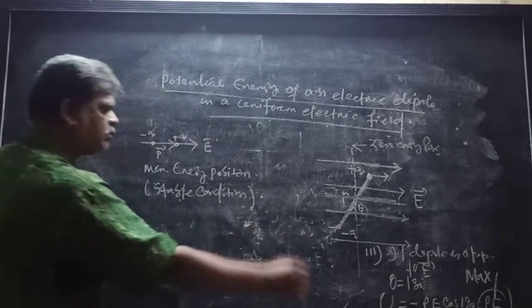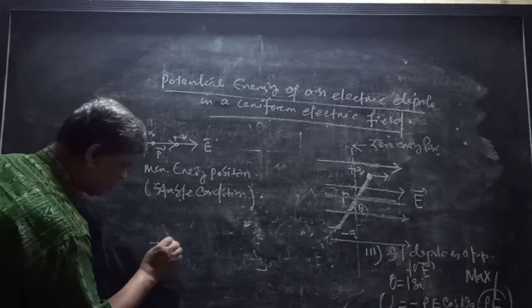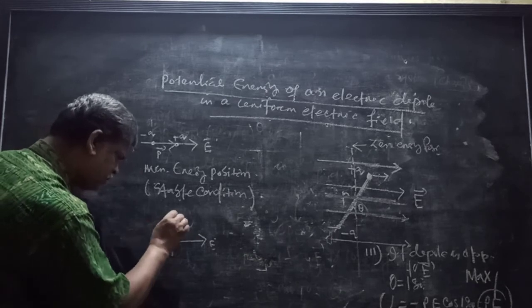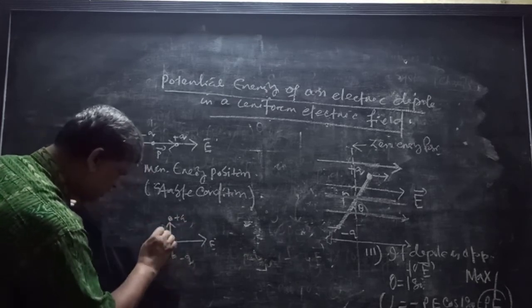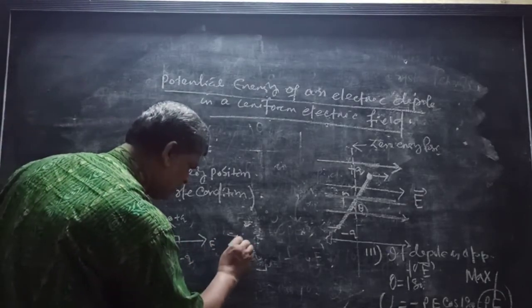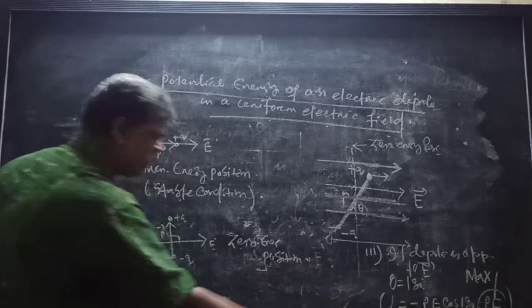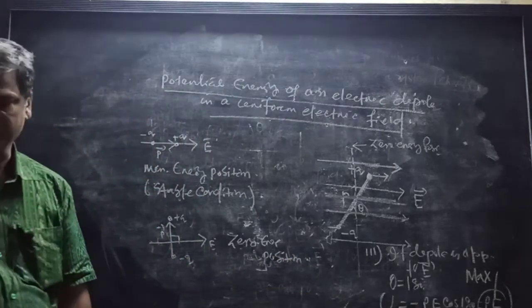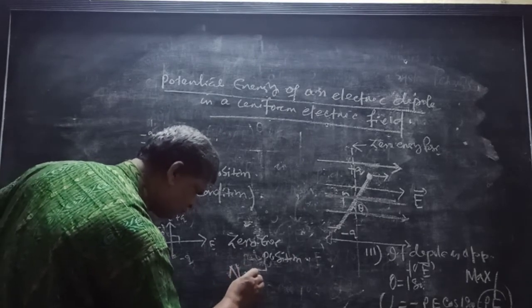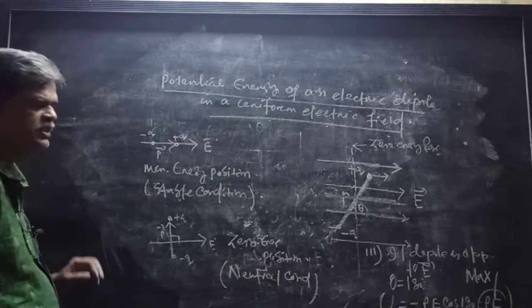Where the energy is minimum, that is known as the stable condition. Next, this is perpendicular: this is the E vector and this is the dipole moment, with plus q and minus q. So this is the dipole vector perpendicular. So this is your zero energy position. Now we call it the neutral condition. Neutral condition, zero energy position.